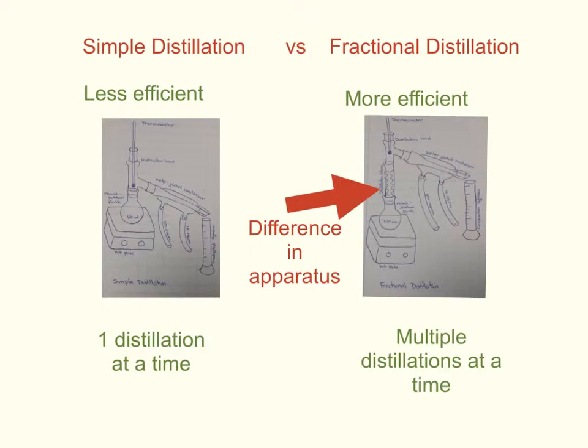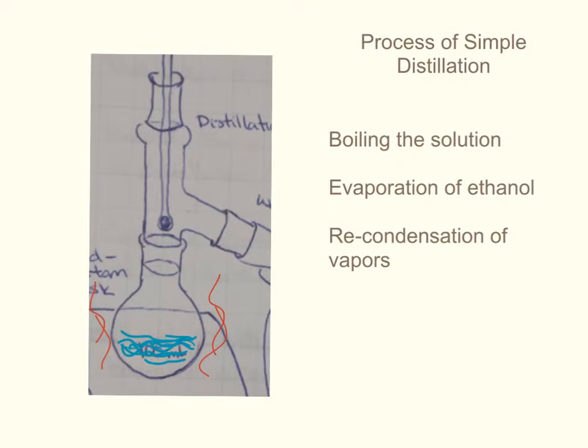Also, a very important difference between simple distillation and fractional distillation is that simple distillation is one distillation at a time. Fractional distillation is multiple distillations at one time. The process of simple distillation is you boil the solution in your round bottom flask, and the vapors from boiling your mixture go up into the distillation head, and then it goes into the water jacketed column until it condenses, and then it'll continue on down.